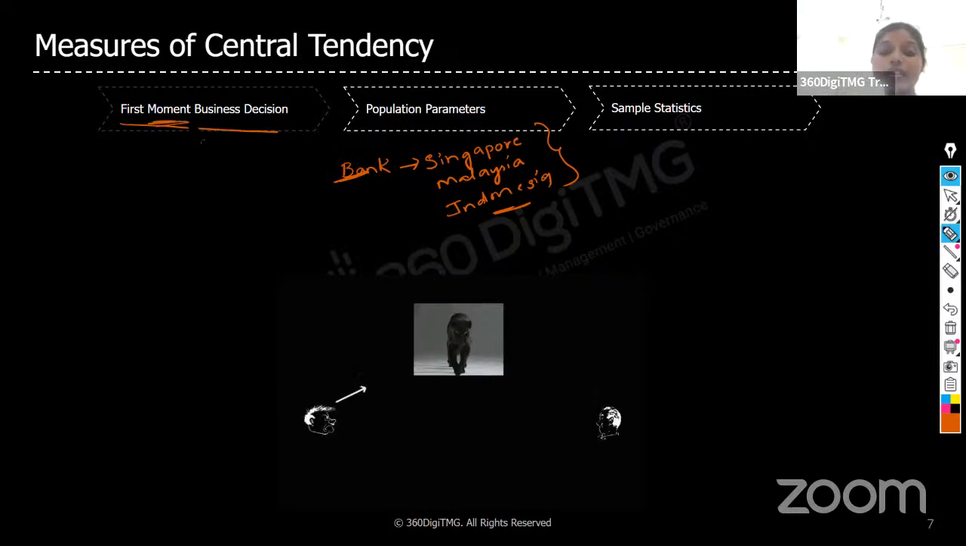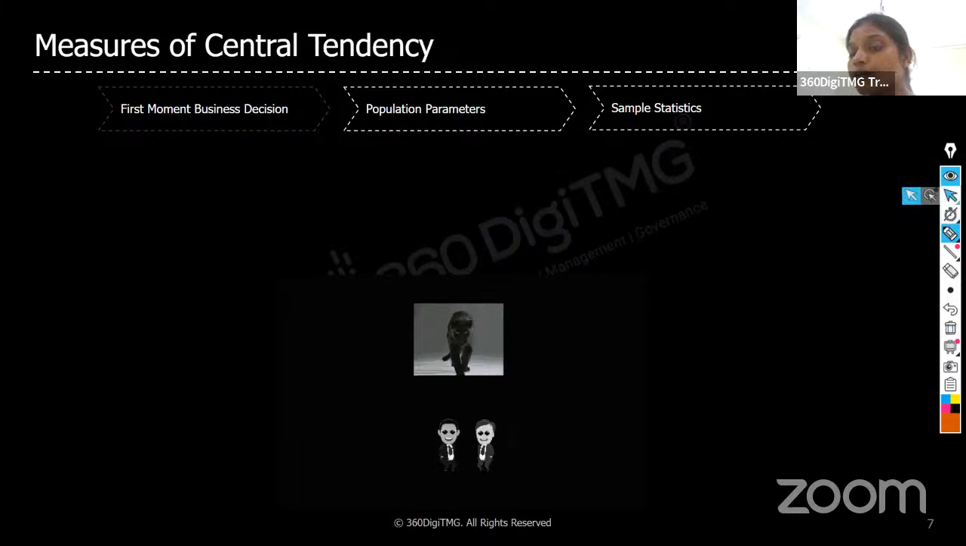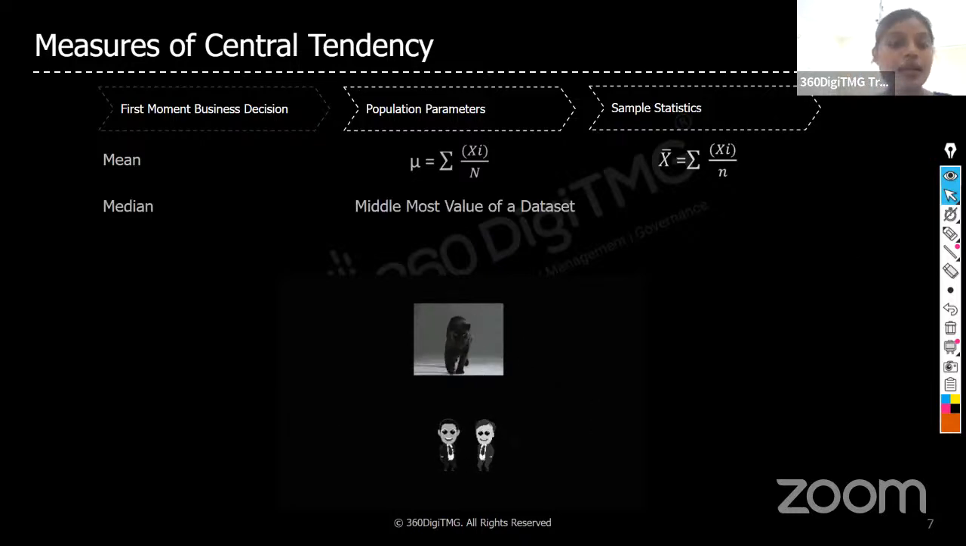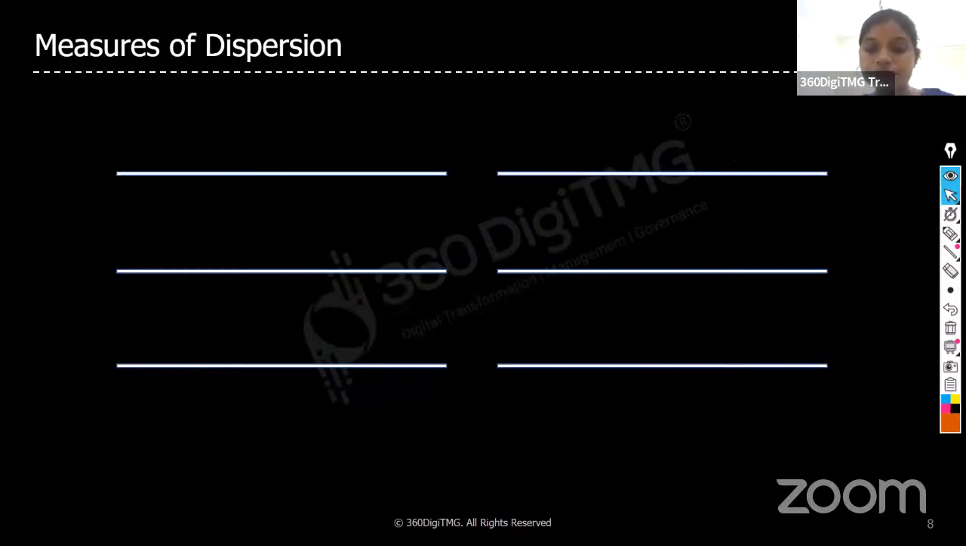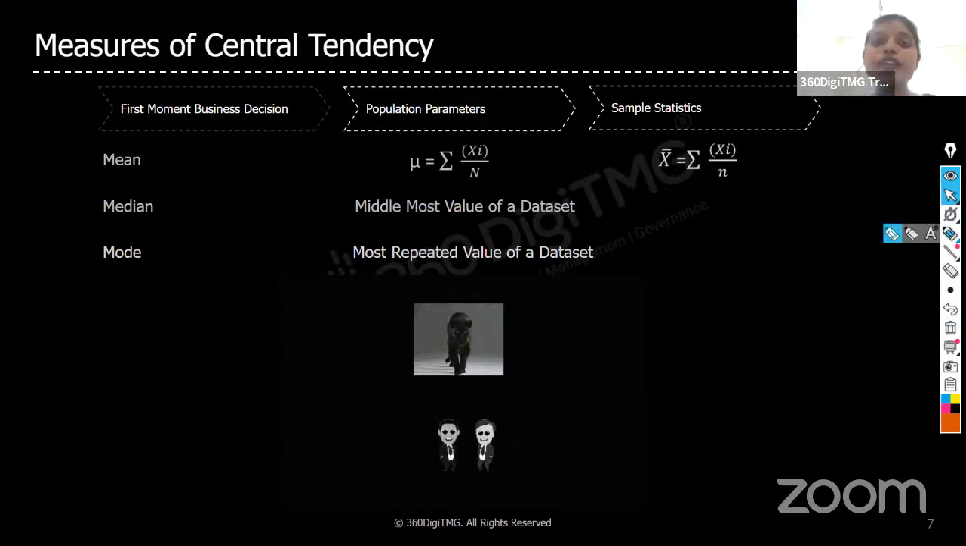So first moment, what are the initial things that we just focus on? That is nothing but the first moment business decision. What are there under the first moment? There is mean, and this is the population parameters and sample statistics, and median, and also mode. Okay, let's talk about these first. If you observe over here, there are three first moment business decisions. One is mean, second one is median, and third one is mode.